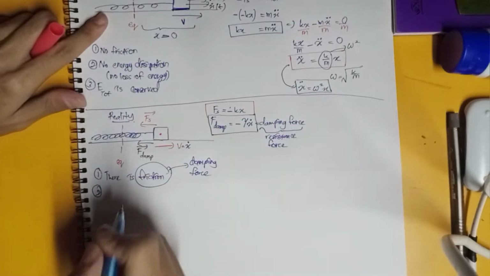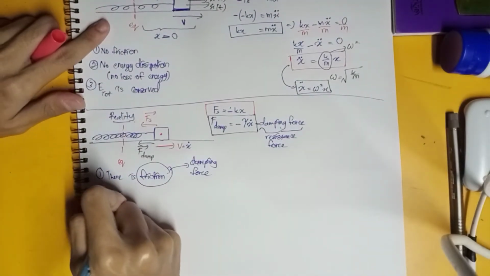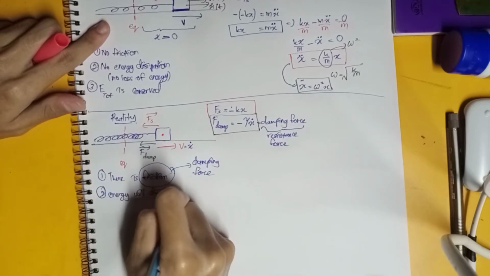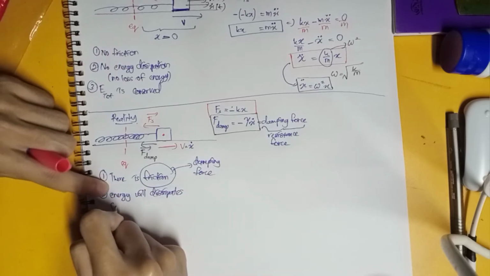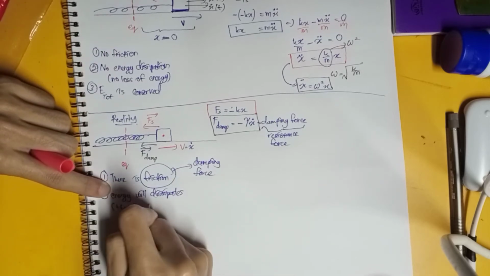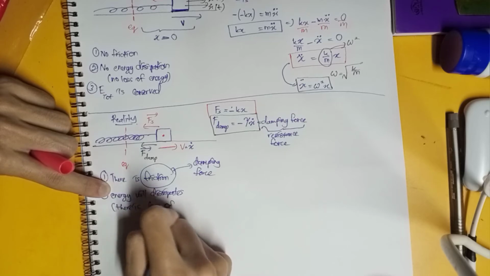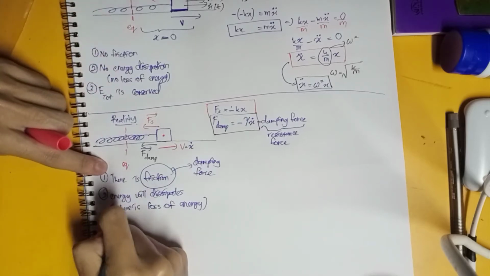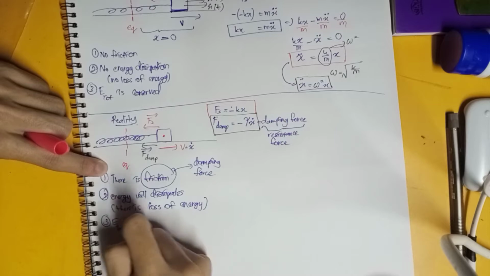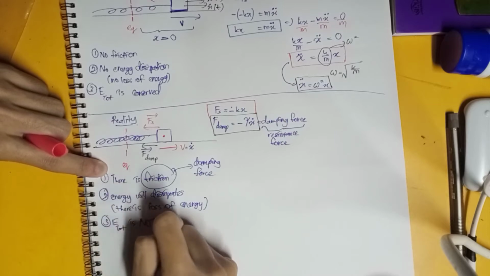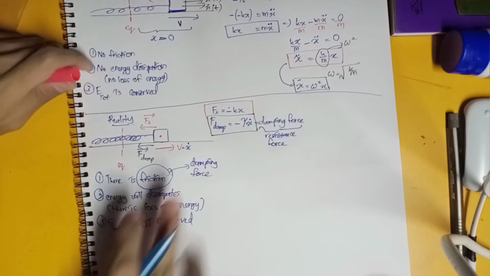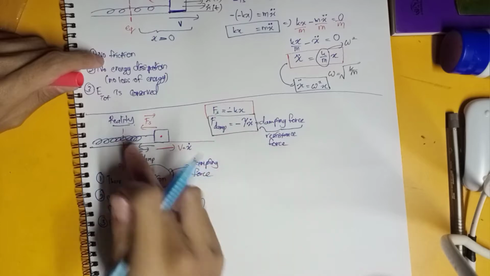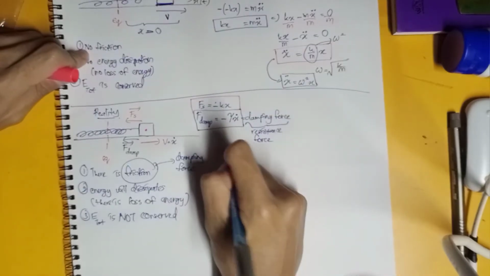So that means the energy here will dissipate, which means there is loss of energy. This one should be remembered. And the last one, the total energy is not conserved. This is the third point that is really important when the question asks what happens in reality. Okay, let's move on to the force distribution.